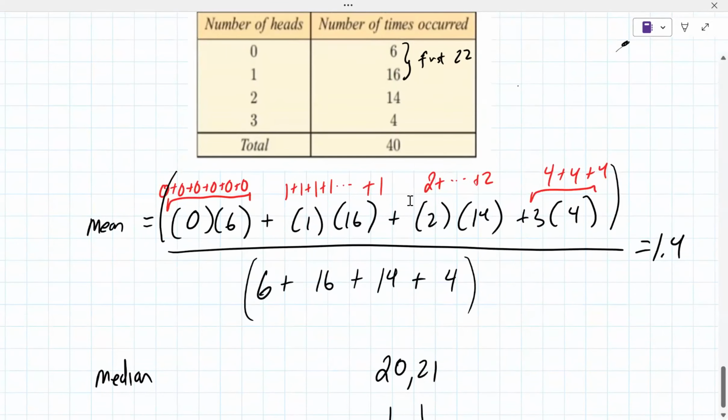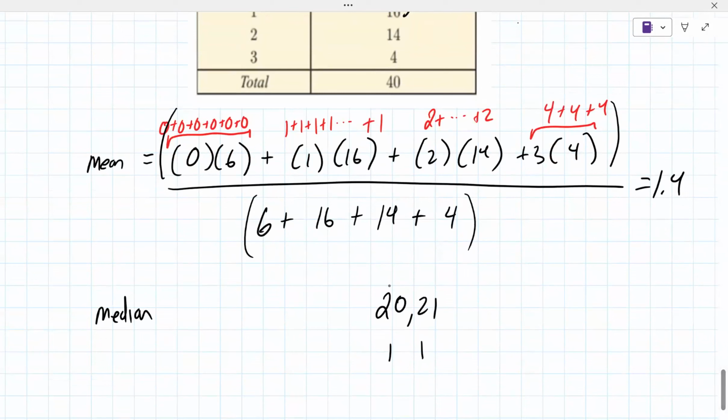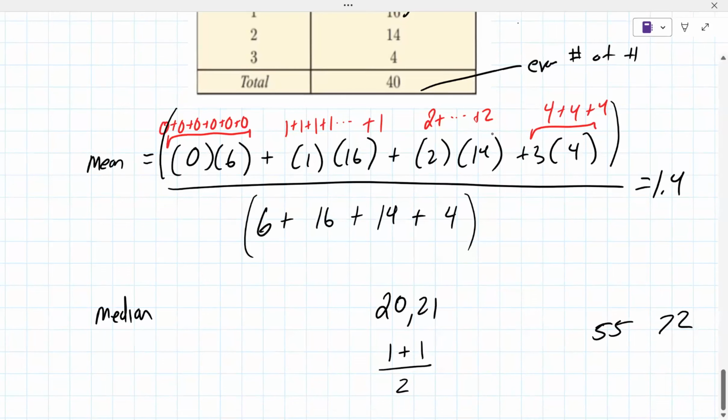Okay. So when there's two middle numbers, you add them up and divide by the number of numbers. Would it always work out that nicely where it would just stay as one? No, no. Depending on the data set, it could be anything. Like it could be 55 and 72 are the two middle numbers. So when you have an even number of numbers, you're going to take the average of them.